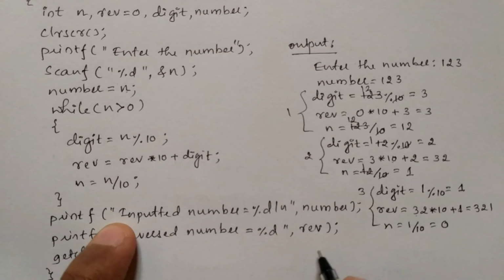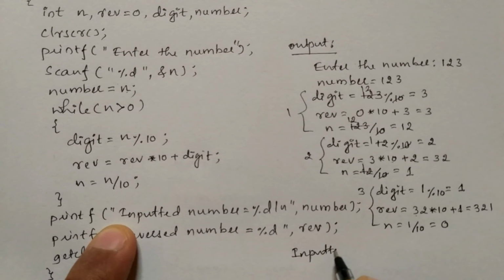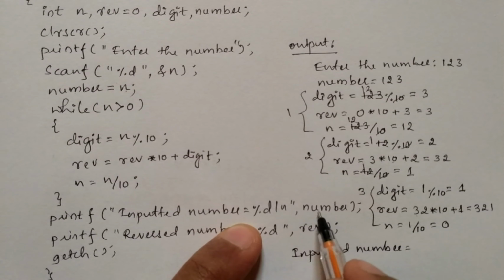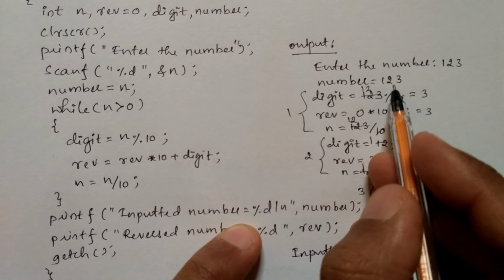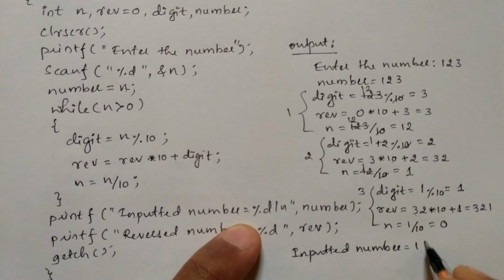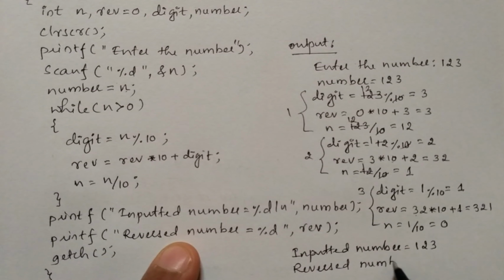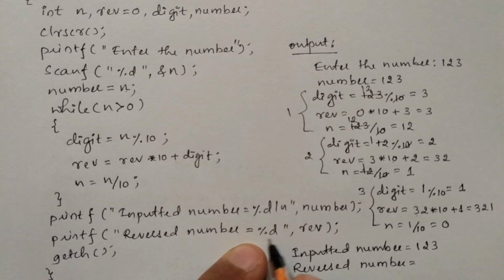What is it going to print? It is going to print the first statement, inputted number is equal to, this percentage d is associated with number. So this variable is holding what? 123. So 123 will be printed. Next, after this backslash n, the cursor comes down to the next line and then it is going to print the next statement, reversed number is equal to, this percentage d format specifier is associated with REV.